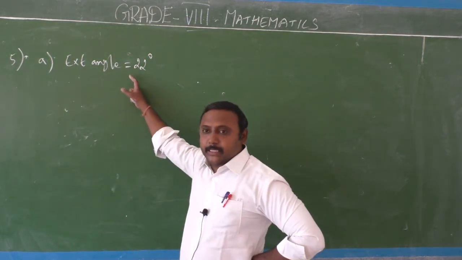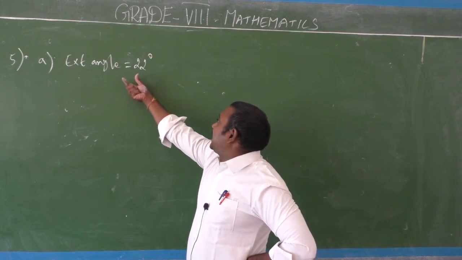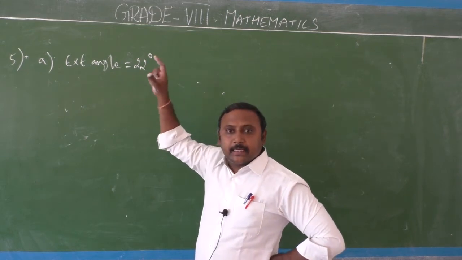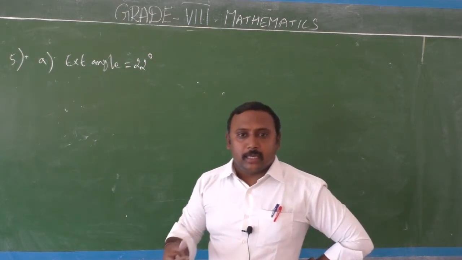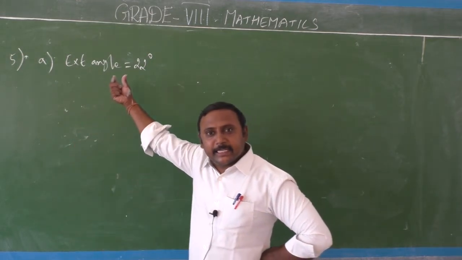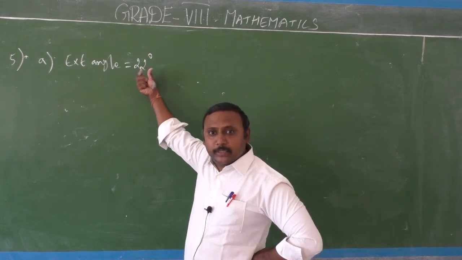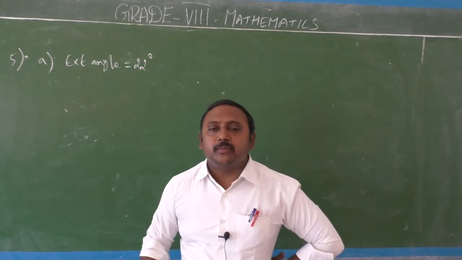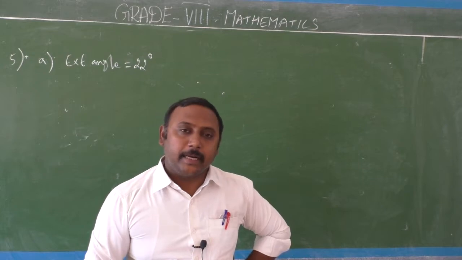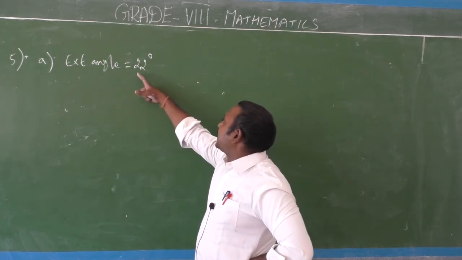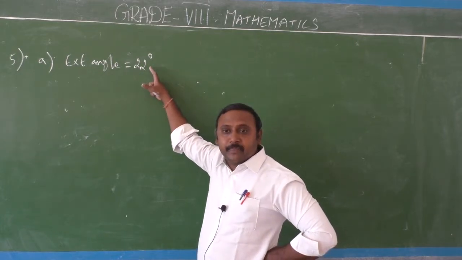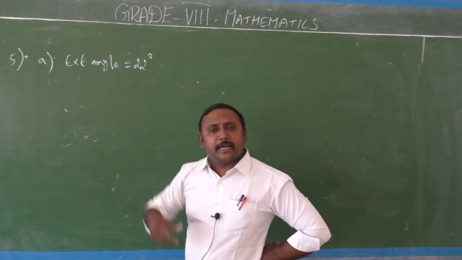I explain this question. If the exterior angle of a regular polygon is 22 degrees, is it possible to have such a regular polygon? Okay, one more time I tell you: if the exterior angle is equal to 22 degrees, then is it a regular polygon?